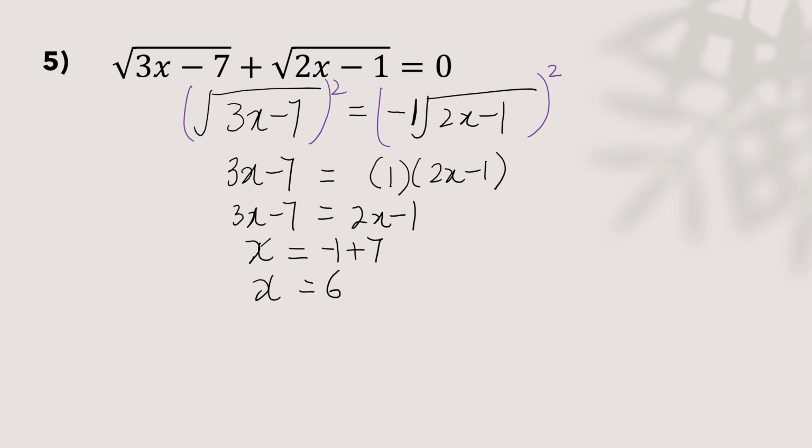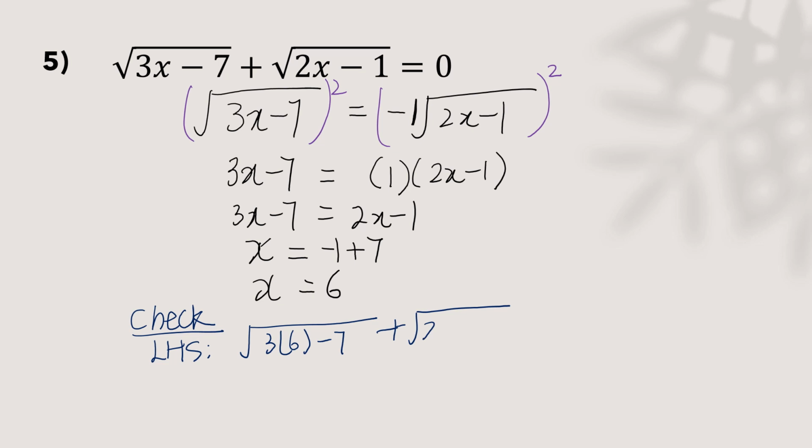Okay, as usual, we need to check if x equals 6 is a valid answer. So we're going to substitute into the original equation. Right, so let's check the values for the left hand side, which will be square root of 3 times 6 minus 7, plus square root of 2 times 6 minus 1, and that we'll get 18 minus 7, that's 11.